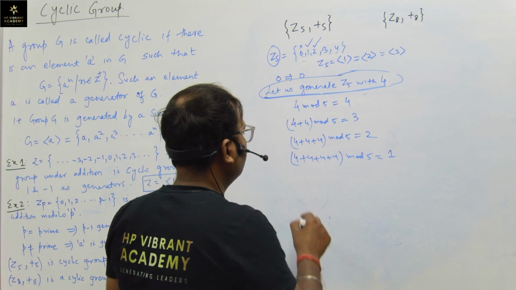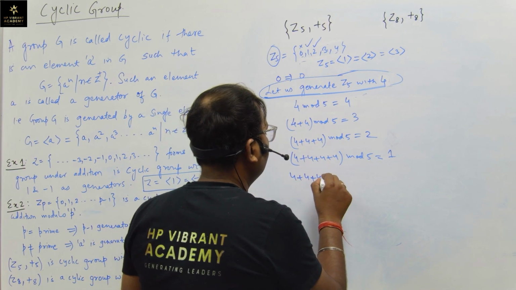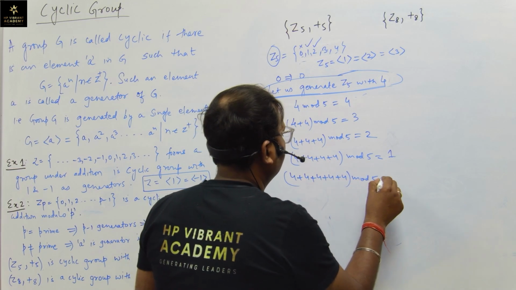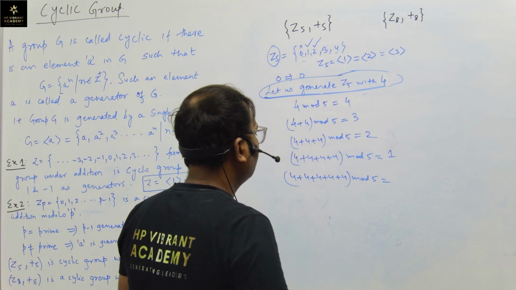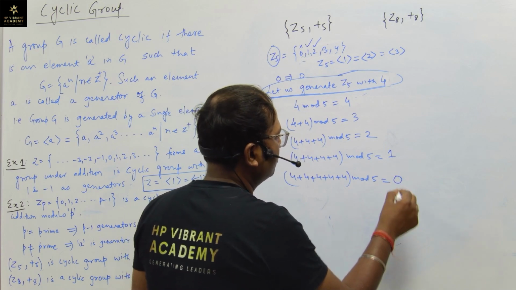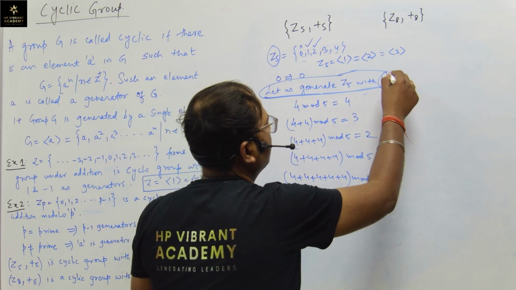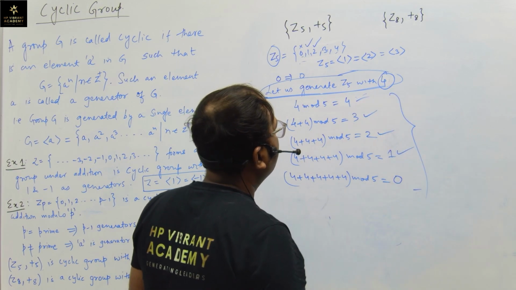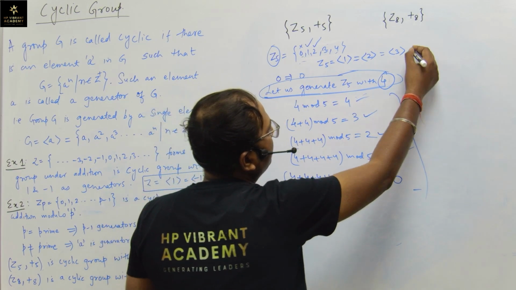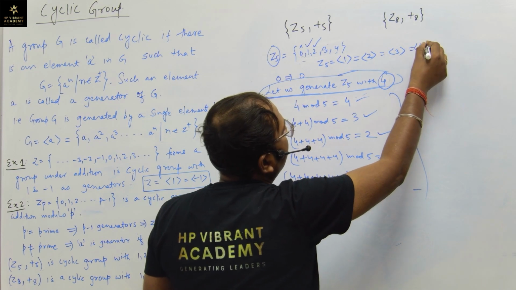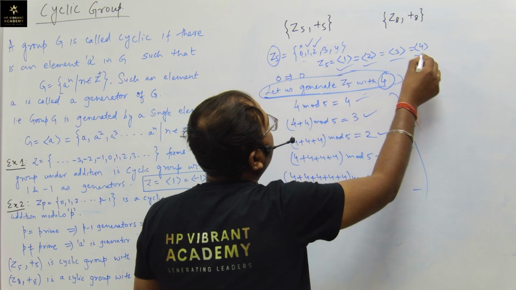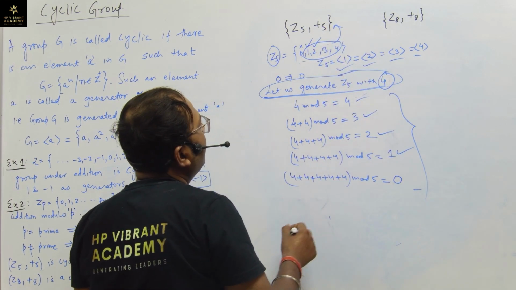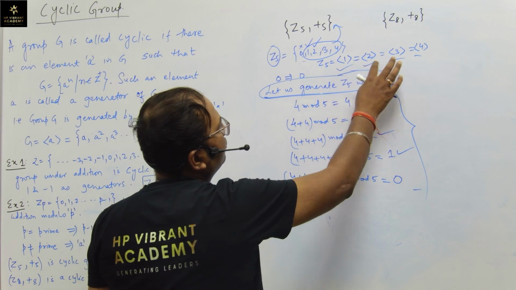Now we have 4 plus 4 plus 4 plus 4 plus 4 mod 5. So this is 20 mod 5. The remainder is 0. So 4 is generating the elements 1, 2, 3, 4 and 0. So all the elements are being generated by 4. So 4 is also generating Z5. So all the elements except 0 are generating Z5. So we have the generators as 1, 2, 3, 4.